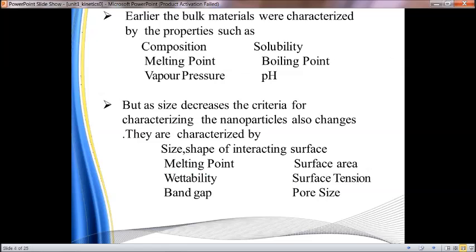So here bulk structures are characterized mostly by properties such as composition, solubility, melting point, boiling point, vapor pressure, pH, like that. But whenever we come to nanoparticles, we have to characterize them using size, shape of the interacting surface, melting point, surface area, wettability, surface tension, band gap and pore size, because these nanomaterials are very critical in size, very small. So we have to characterize some more extra parameters.